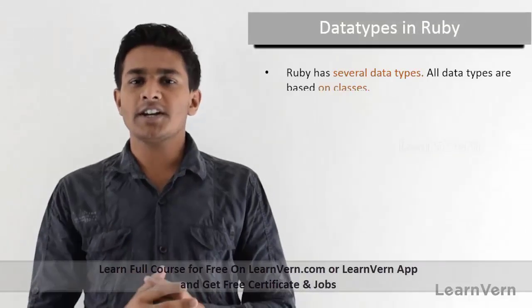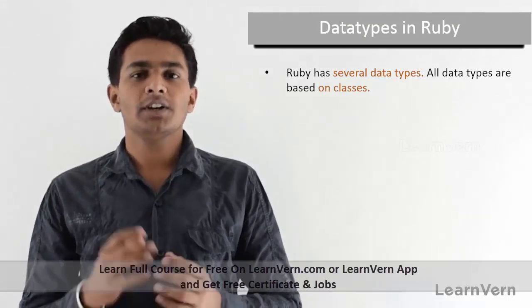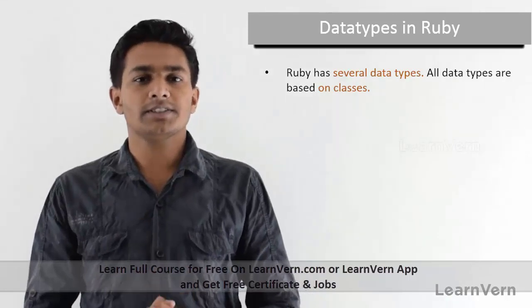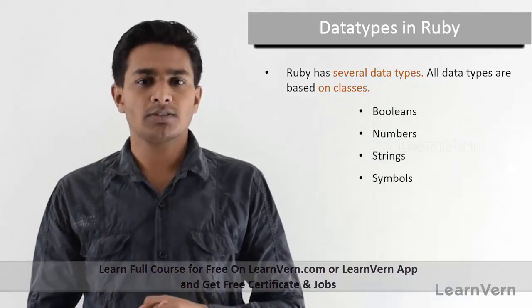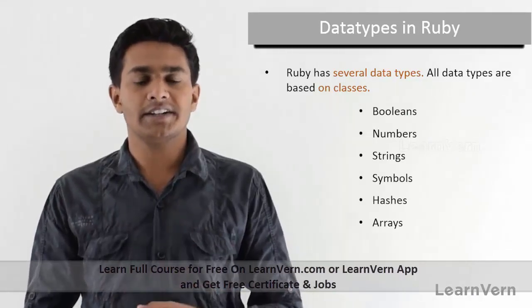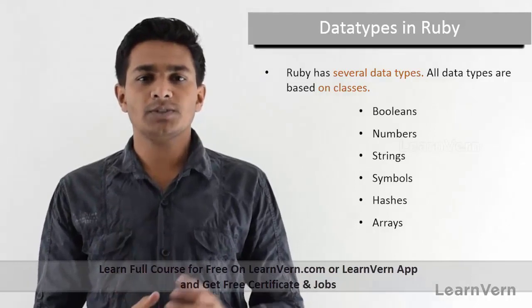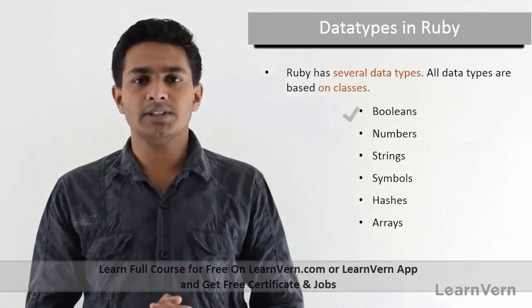As we know, each and every language has its own data types. Here in Ruby, we are having several types of data types. For example, we can say boolean, number, string, symbols, hashes, array, etc. So now we will look at each of these data types in some more detail. So let's start with boolean.